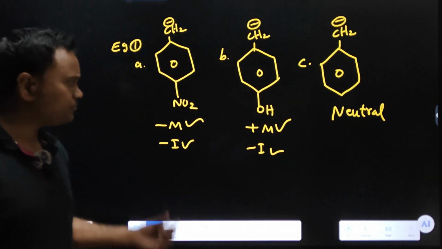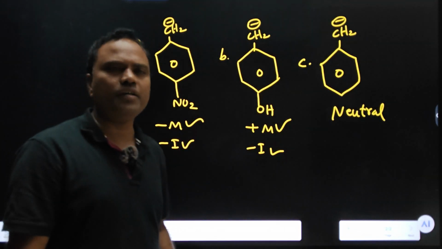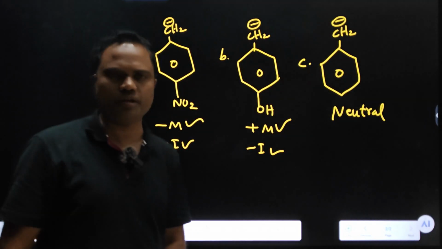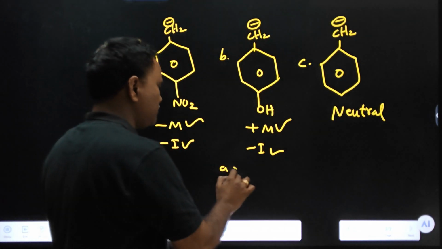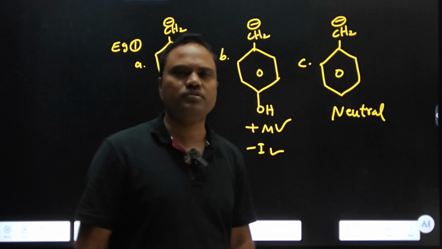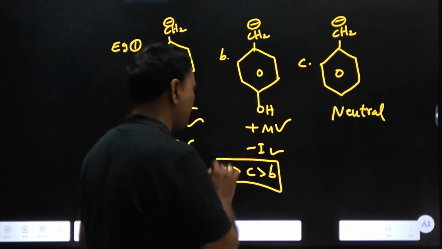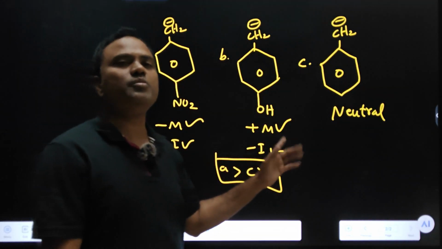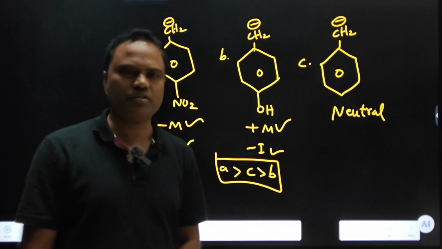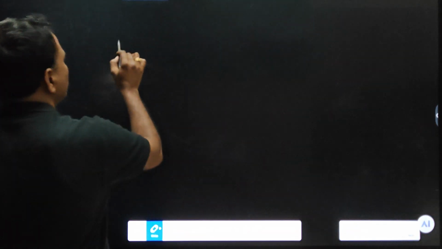Which is more stable? A is more stable. Why? Because minus M is present. Minus M groups increase the stability of carbanions. A is more stable, and after A, C is more stable because C is neutral. A greater than C greater than B. B is least stable because in B a plus M group is present. Plus M groups decrease the stability of carbanions. Next example, example 2.